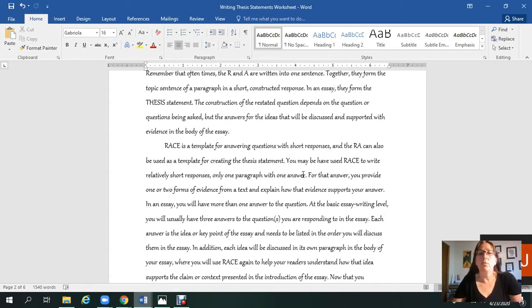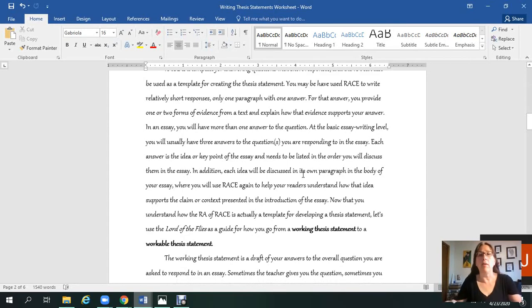You may have used RACE to write relatively short responses, only one paragraph with one answer. It means you're focusing basically on one idea. For that answer, you provide one or two forms of evidence from a text and explain how that evidence supports your answer. In an essay, you will have more than one answer to the question. At the basic essay writing level, you will usually have 3 answers to the questions that you are responding to in the essay. Each answer is the idea or key point of the essay and needs to be listed in the order you will discuss them in that essay.